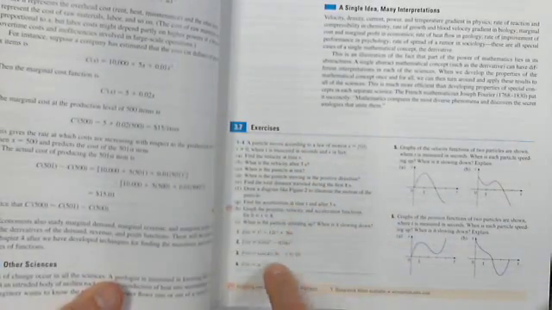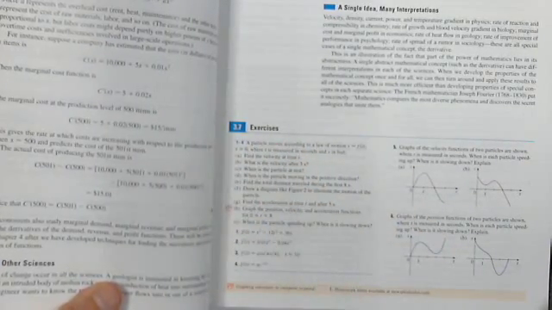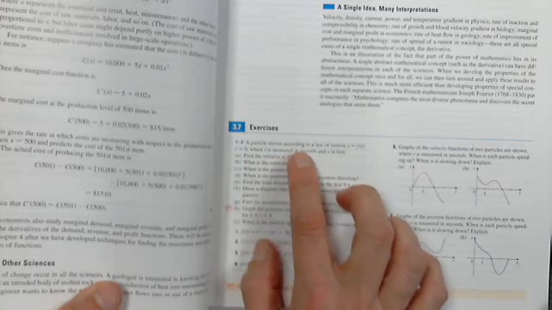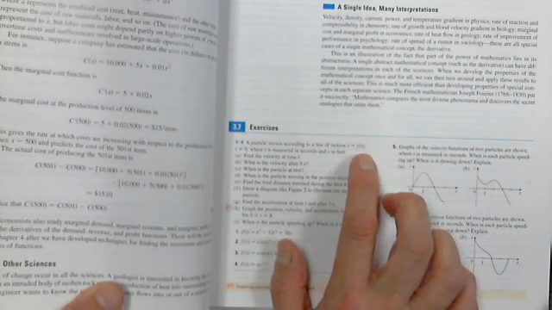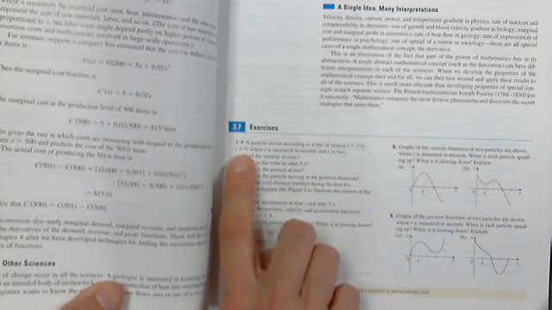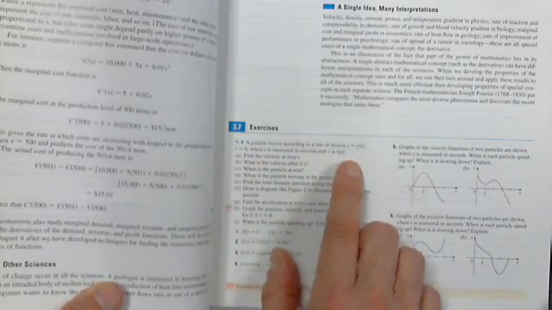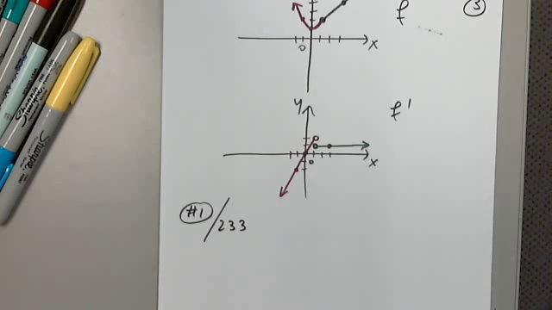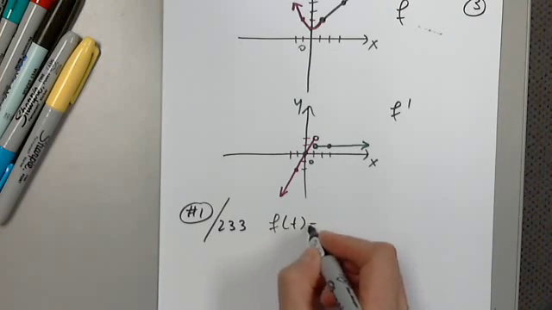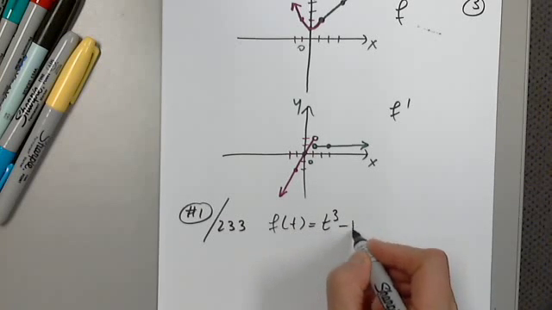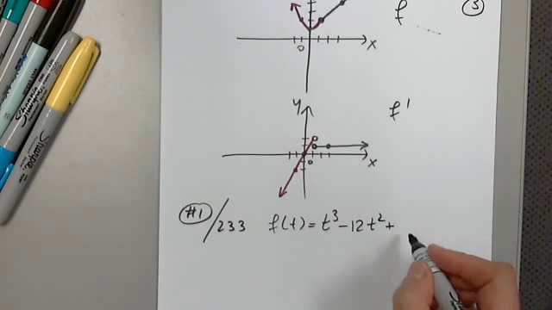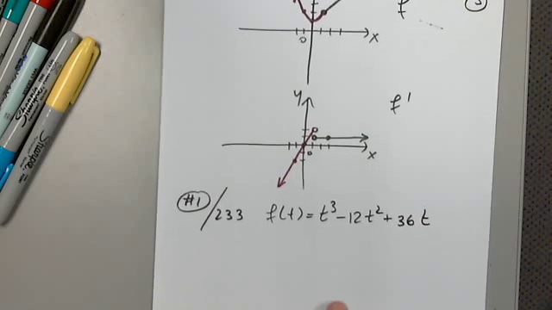It has a long list of questions. A particle moves according to the law of motion, S equals f of t, for t greater than or equal to 0, where t is measured in seconds and S in feet. So I take my notes. For problem 1, f of t equals t cubed minus 12t squared plus 36t.